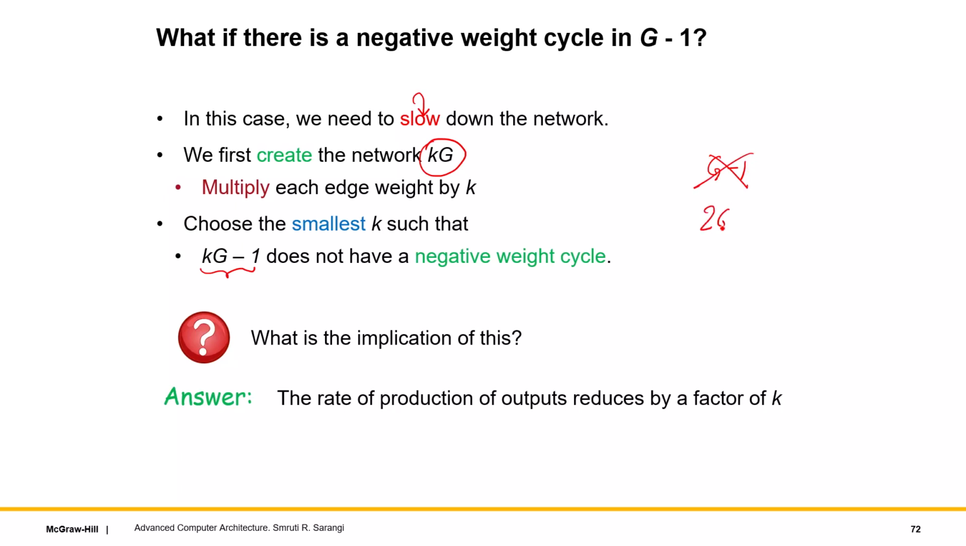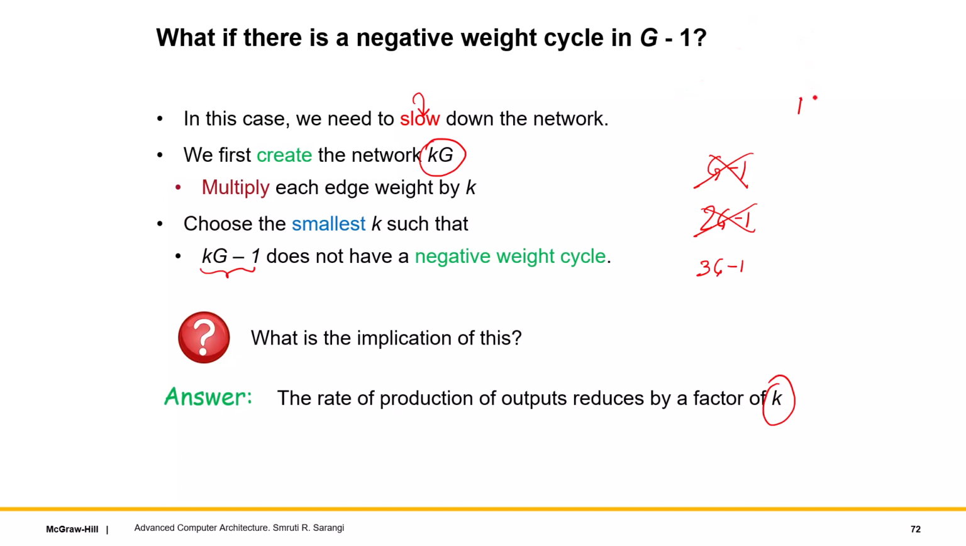We consider 2G minus 1. If that has a negative weight cycle, we consider 3G minus 1, so on and so forth. So what's the implication of this? The implication is that the moment we multiply a network or its edge weights by a factor of k, it slows down the network.